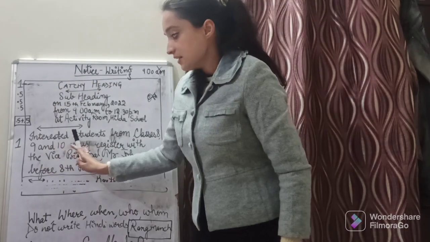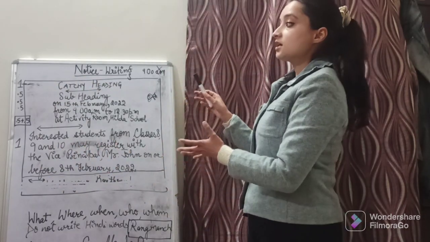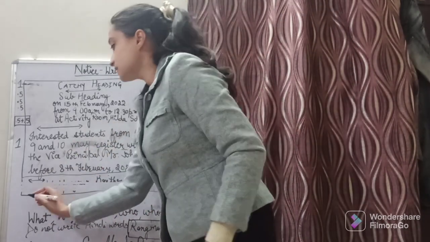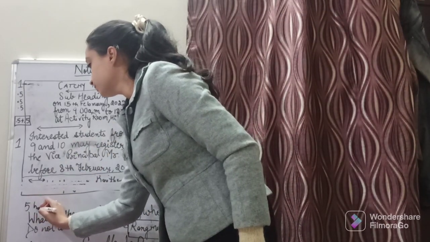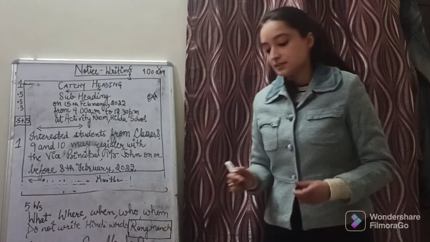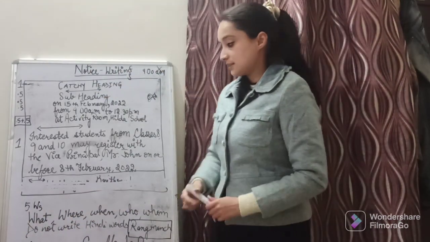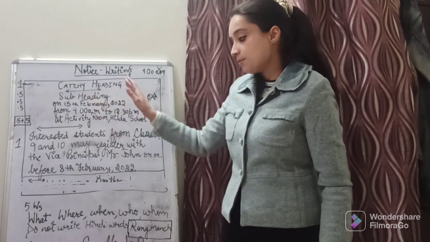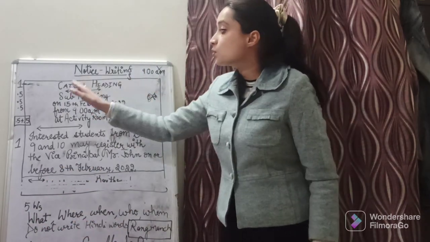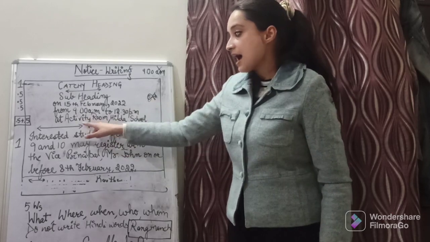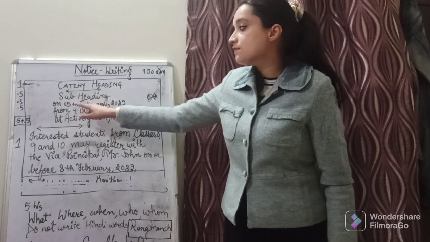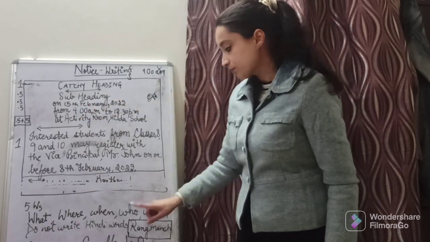Total, it carries 5 marks. What is your notice about? These 5 W's, I would say, should be answered in your notice. 5 W's, what? What means what the event is about. Where? Where means where is it exactly happening? Activity room, Hilda school. When? When is it happening? 15th February 2022.